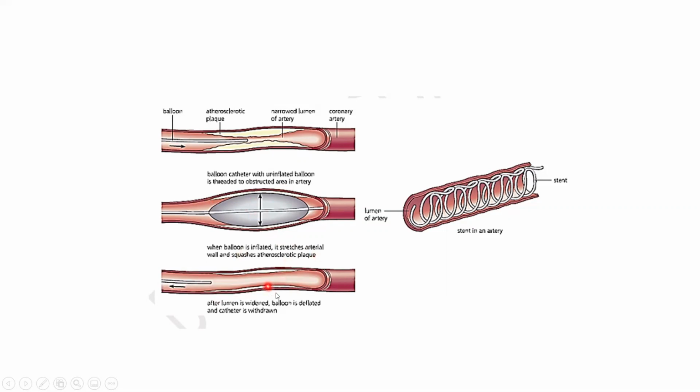Of course, this plaque is going to build up again or return. So they have to put this stent. This is the stent. And it's made of stainless steel or some kind of refined plastic. But of course, this stent has to be removed and re-put again after 6 months.